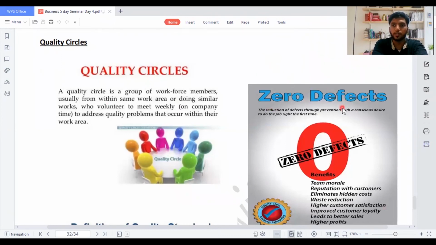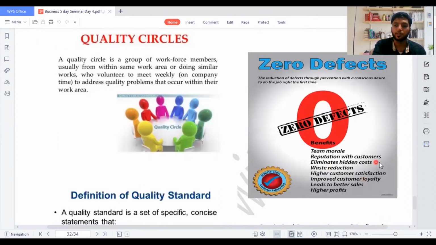Then we move on to the next part, zero defects. The reduction of defects through prevention, with a conscious desire to do the job right the first time. So you produce everything without wastage. We said zero defects. It is very hard to achieve, but once you achieve it, it's going to be super awesome, because it's going to be successful. You will not have any returns.